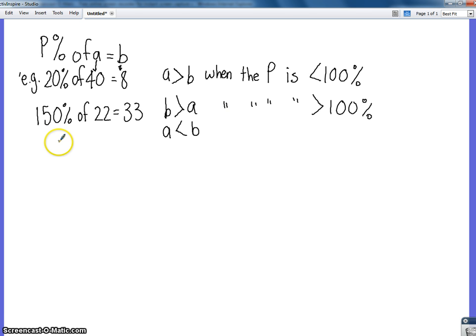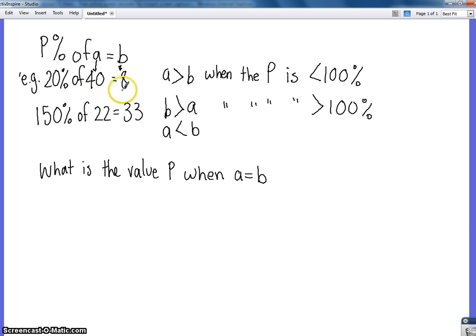So if we go back to this, what is the value of P when A actually equals B? So in these ones, A is less than B, A is greater than B. What percentage is it where A will equal B? Could you try and work it through on your calculator?